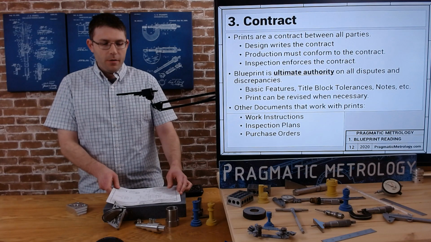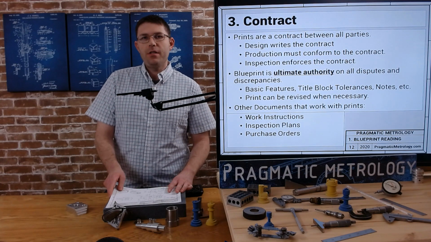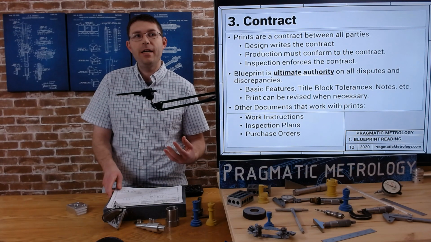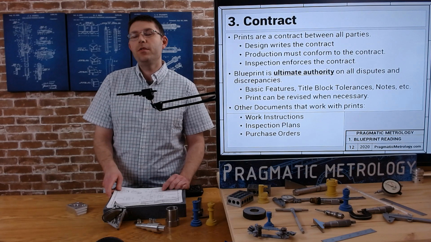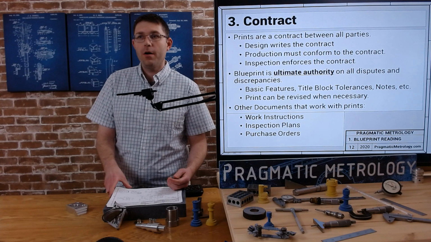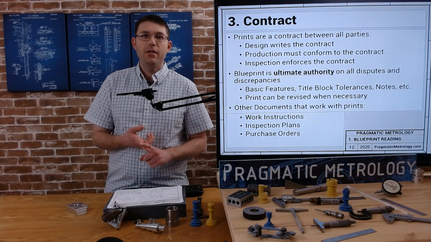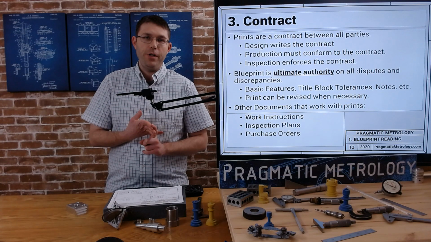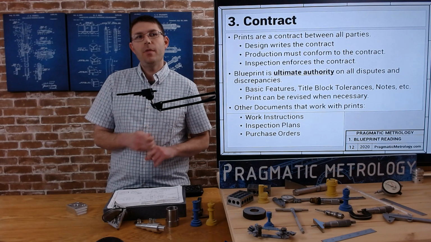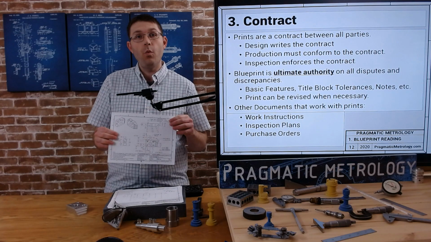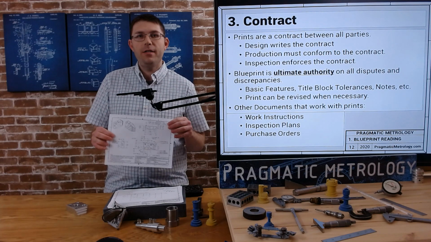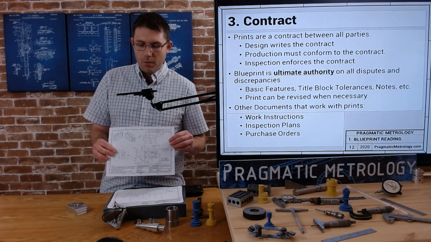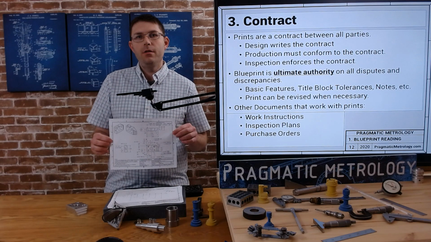And then here we're going to continue this discussion about prints and the people involved and the designer's intent. So first of all, prints are a contract between all parties, right? Design writes the contract, production must conform to the contract, and inspection or quality enforces the contract. So it's very important that this contract is written up well. When you do a root cause analysis on anything, you start thinking about, well, what's the root of this? The root is the print or the 3D design.